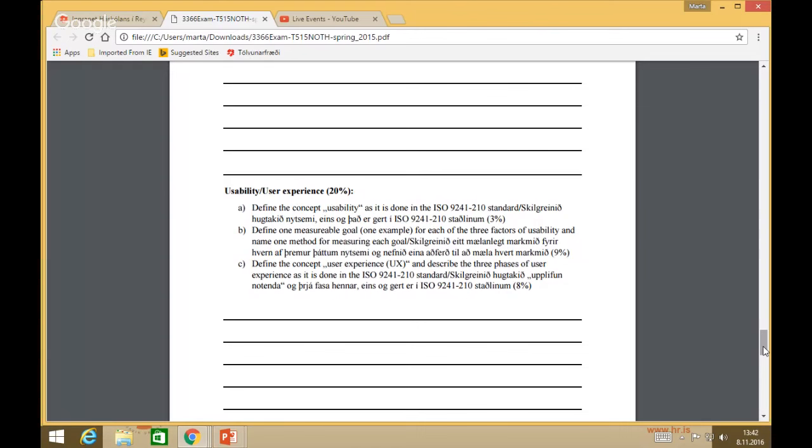It's too weak, too weak. Nope. Measurable means that you can measure it. How can you know that they had fun? How are you going to measure it?